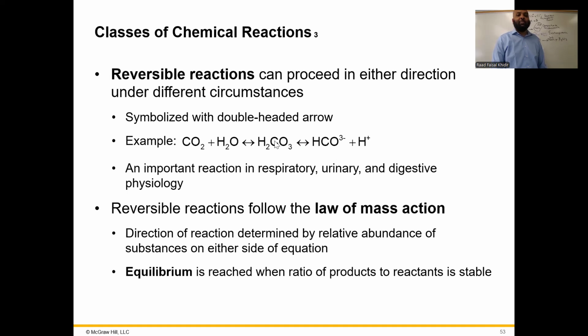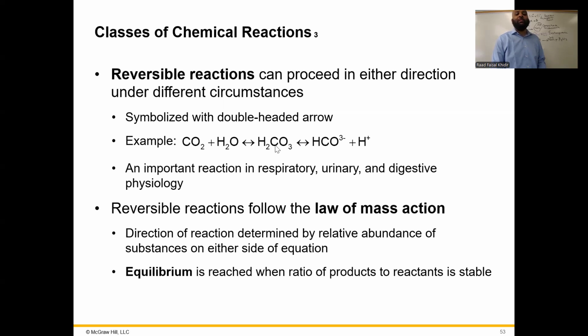So this is carbonic acid and this is bicarbonate. If there is a lot of acidic carbon dioxide, then we're going to be forming carbonic acid. But if there is a lot of hydrogen proton, we're going to be forming bicarbonate. So this is an important reaction in the respiratory, urinary, and digestive physiology. We're going to learn about that in the future, and that is how the buffer system works.